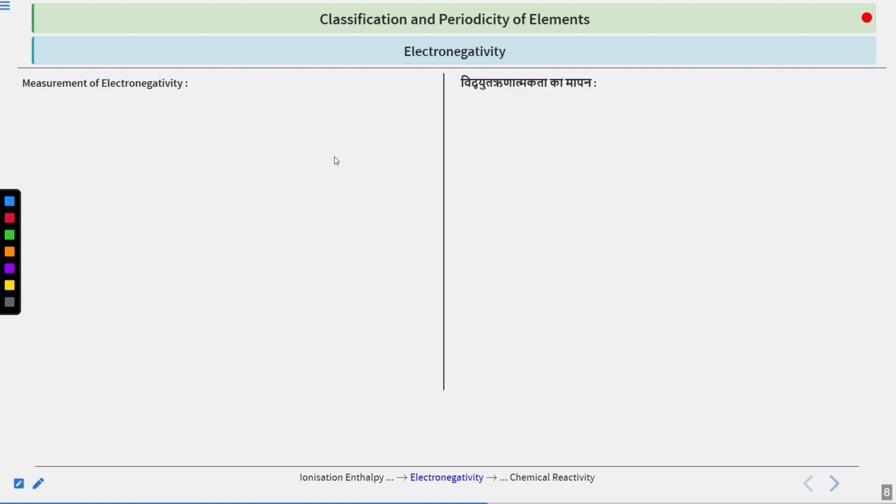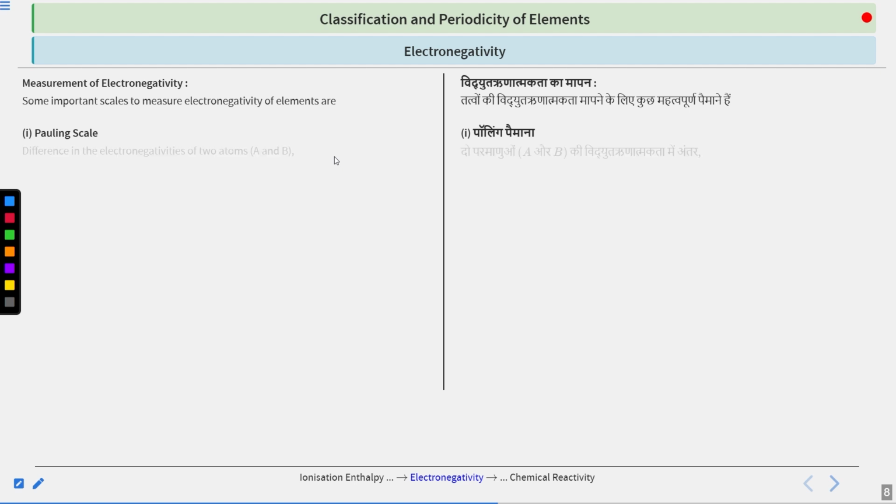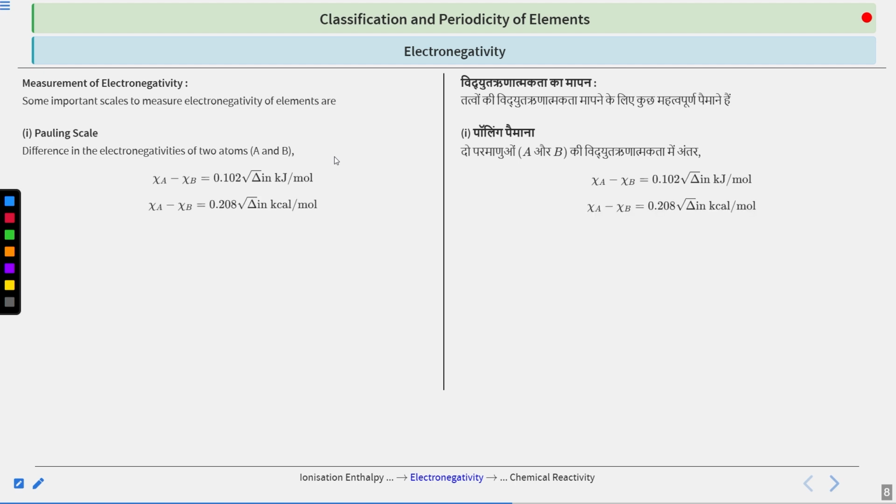Let us talk about the measurement of electronegativity. There are some important scales to measure electronegativity. Those are the Pauling scale first of all. Suppose the difference in the electronegativity of two elements A and B is given by chi A minus chi B, where chi A is the electronegativity of A and chi B is the electronegativity of B. The difference is given by 0.102 root delta, where delta is in kilojoule per mole. If you talk about kilocalorie, then chi A minus chi B is 0.208 root delta, and here delta is in kilocalorie per mole.